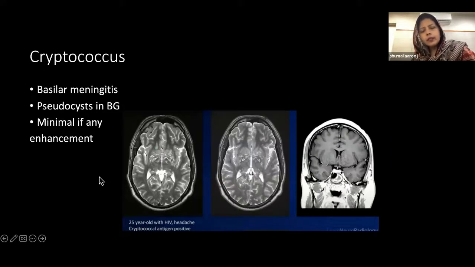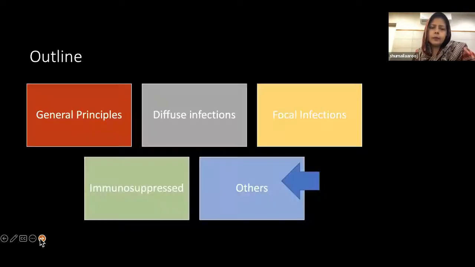Another very important thing which is seen in HIV patients especially is cryptococcus. Always remember that in cryptococcus, there are multiple gelatinous looking tiny cystic lesions in the region of basal ganglia. So this was another case of HIV. The patient presented with headache, and the cryptococcal antigen was found to be positive. So these pseudocysts or gelatinous cysts in the region of basal ganglia should raise the possibility of cryptococcus. And then obviously lumbar puncture is going to give us further evidence to confirm our radiological diagnosis.